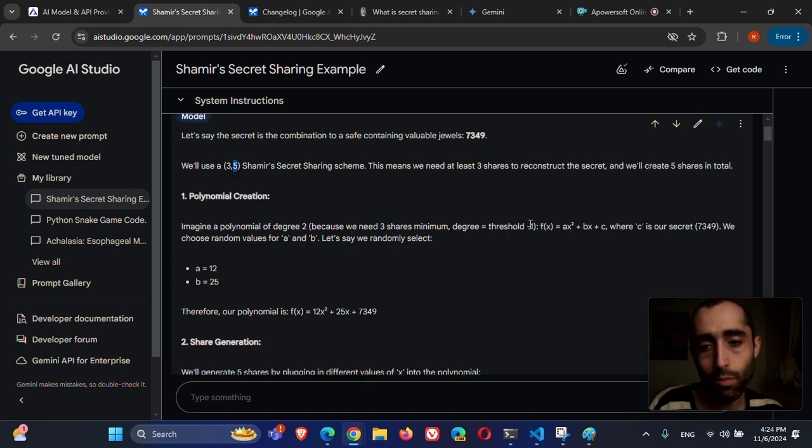So let's see how we create it. We want 3 shares, we want a polynomial of degree 2, because again, the degree of the polynomial is the threshold minus 1. So this is the polynomial, a polynomial of degree 2. And our secret will be the value here, C, because at x equals 0, this polynomial equals C, and this should be the secret. So C will be the secret, 7349, and no one will know that without reconstructing the polynomial.